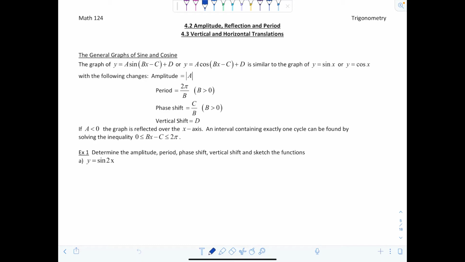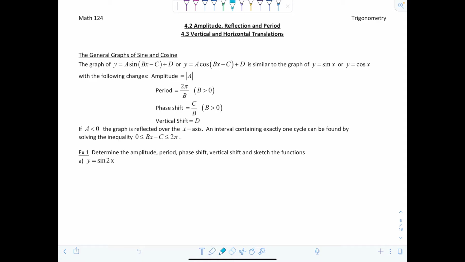Welcome to Trigonometry section 4.2 and 4.3 on amplitude, reflection, and period, as well as vertical and horizontal translations. Now, we're going to be looking at graphs of sine and cosine, which have been changed in the following ways. And the key to graphing them is identifying the characteristics based on each of the equations.